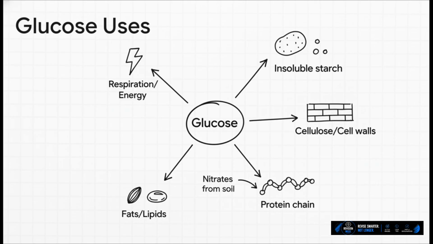Number 1, it's used right away in cellular respiration to release energy. Number 2, as we just saw, it's stored away as insoluble starch for a rainy day. Number 3, it's converted into tough cellulose to build strong cell walls. Number 4, the plant combines the glucose with nitrates it pulled from the soil to make amino acids, which then build proteins. And number 5, it's stored as fats and oils, which you'll often find in seeds. Examiners absolutely love testing these 5 pathways, so make sure you've got them down.